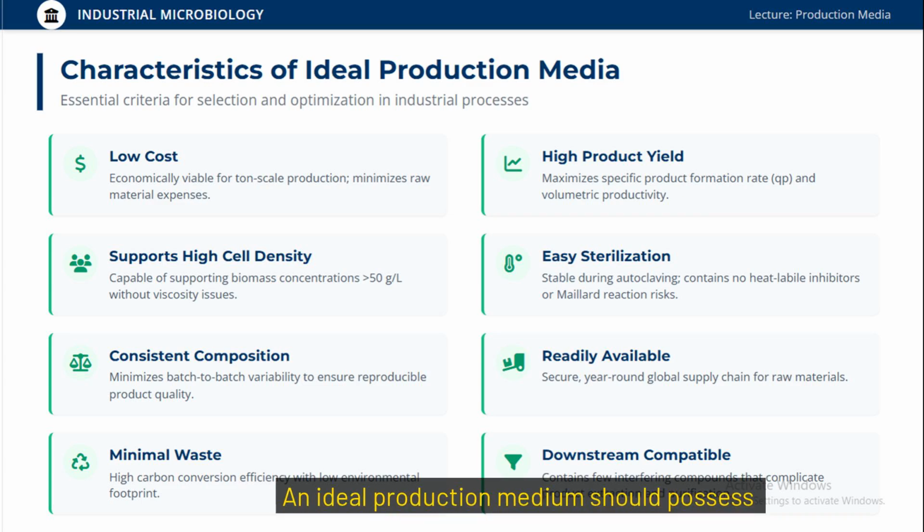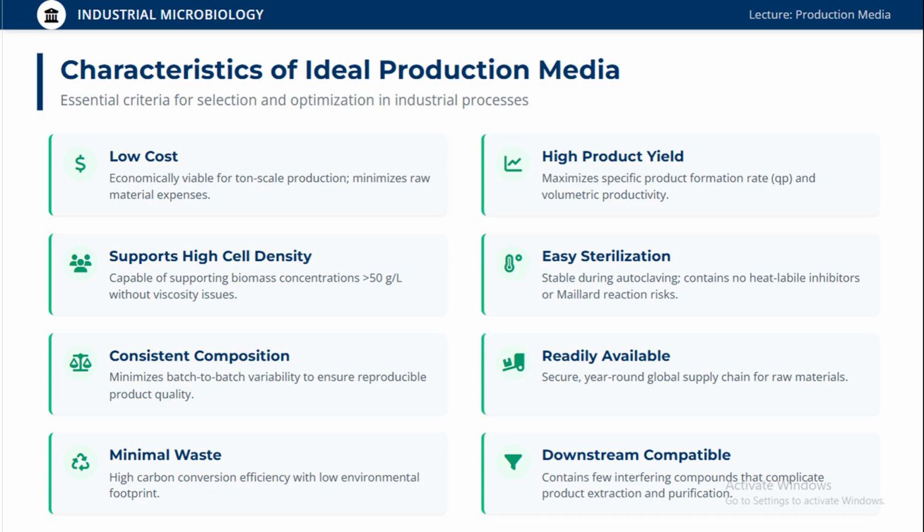An ideal production medium should possess several important characteristics. It should provide all nutrients required by the microorganism in proper concentration and balance. It should support high yield of the desired product, not just rapid growth. It should be composed of inexpensive and readily available raw materials, because media cost is a major part of fermentation economics. It should be easy to prepare, sterilize, and store.